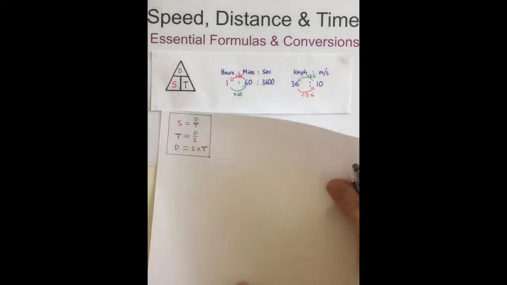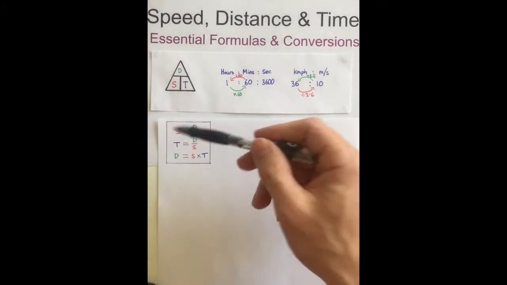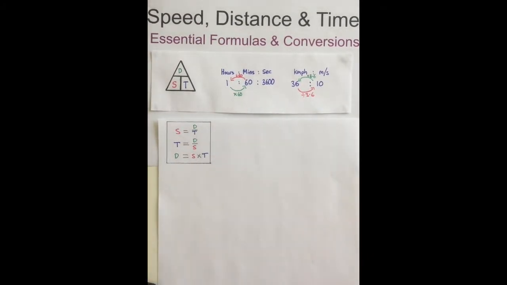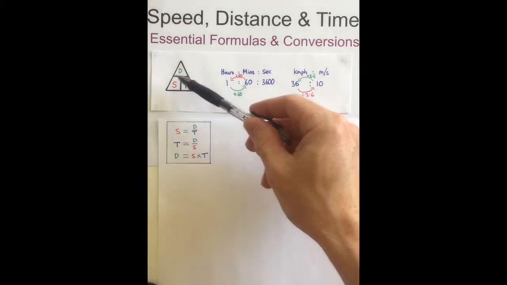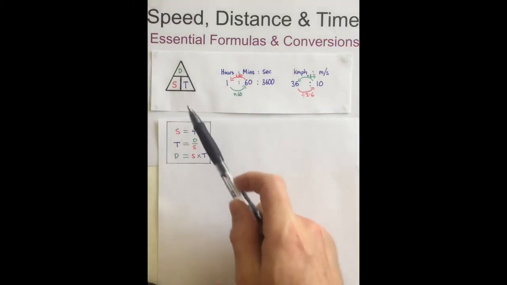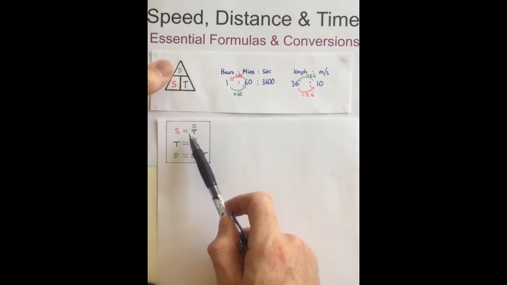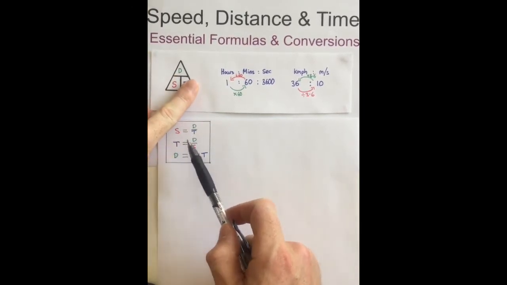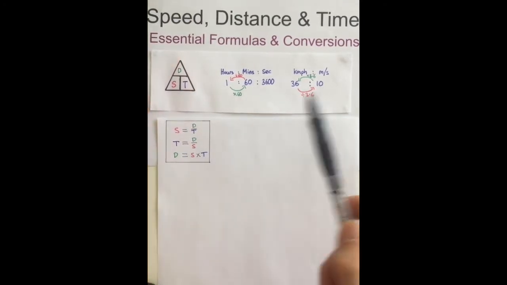So here I've written them down for us. And remembering all three off by heart is harder than remembering that triangle and then being able to use it. So the triangle is the most important thing, but here they are written out. Speed equals distance divided by time. Time equals distance divided by speed. And distance equals speed times time.